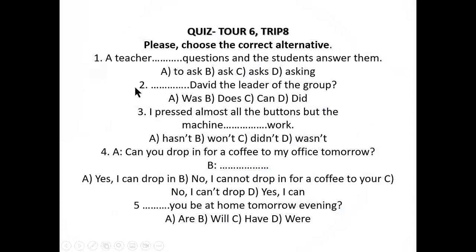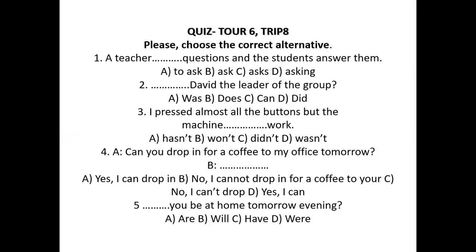Okay. Quiz time. Please choose the correct alternative. A teacher blank questions and the students answer them. The second part of the sentence gives us the key. It must be present tense because the second part says the students answer them. This always happens like this. This is a tradition, a habit, a general rule.